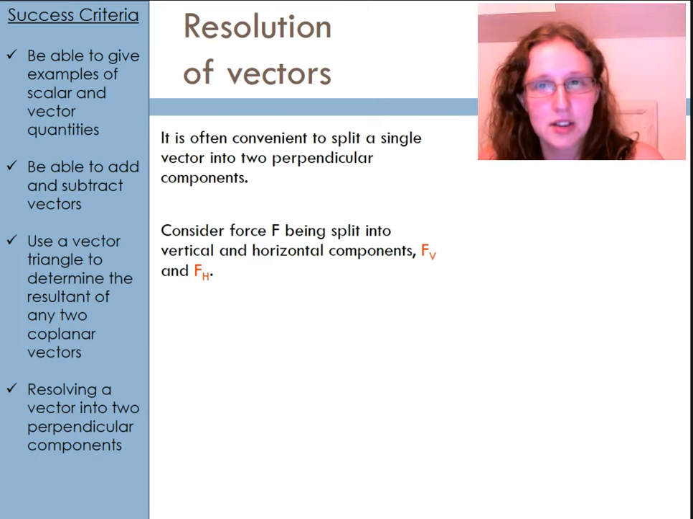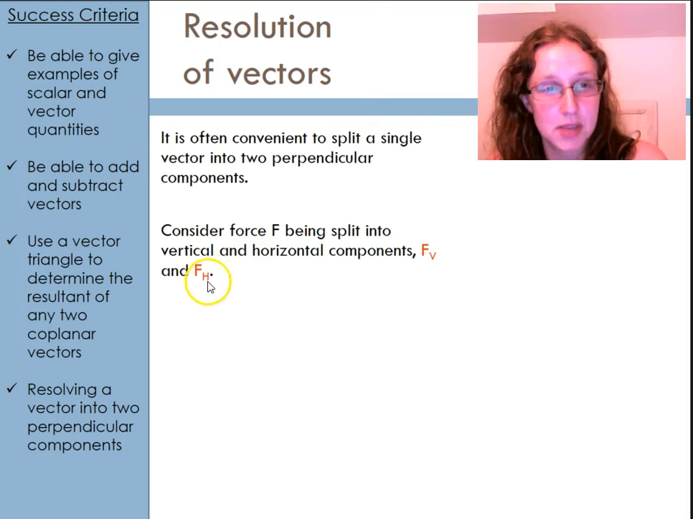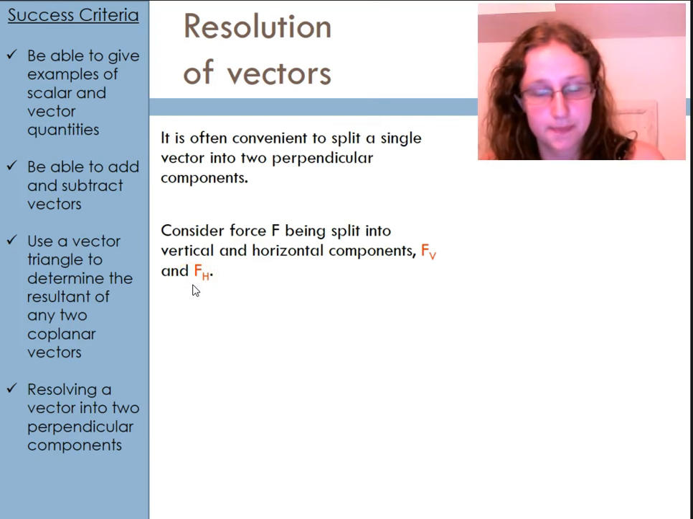So let's just think about, I've got a force F, and I am going to split it into its vertical and horizontal components. So I'm going to call its vertical component F with a little subscript V, and its horizontal component F with a little subscript H, because I've split F into vertical and F into horizontal. It's just a way of labelling them so I can keep track of what I'm doing.